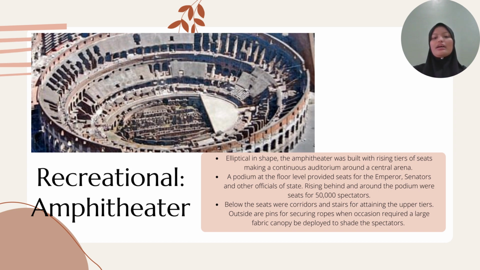Outside are pins for securing ropes when occasion required a large fabric canopy be deployed to shade the spectators. Construction of the Colosseum employed most all of the structural building materials available to the empire. The foundation was concrete and the supporting walls were constructed of tufa stone and brick. Travertine blocks secured together with metal clamps comprised the facade, and marble was used for the seats and ornaments.